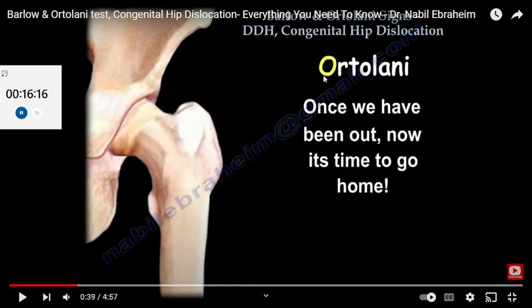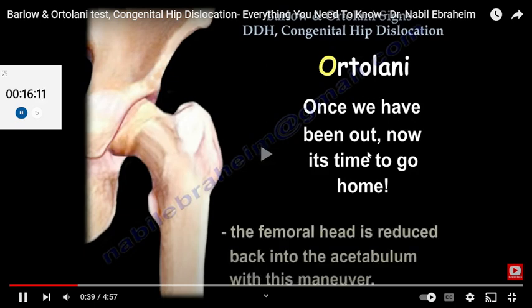Ortolani, O is for the out. So once we are out, we have to come back. So once we have been out, now it's time to go home. So the femoral head is reduced back into the acetabulum with this maneuver. So remember these two things.